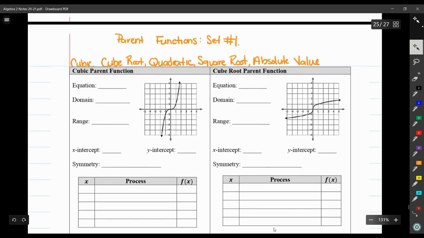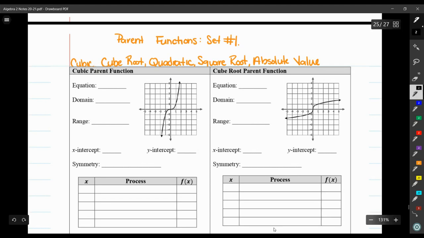Parent function set number 1: cubic, cube root, quadratic, square root, and absolute value. So we're going to talk about the attributes, the characteristics of all 5 of these parent functions. There are more, but this is just the first set because these have a lot in common.